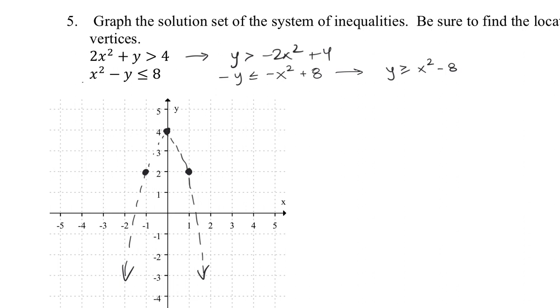And then when we shade, the safest way to decide where to shade is to use a test point. I'm going to use 0, 0. And I'm going to plug it into the original form of the inequality. If x is 0 and y is 0, then we get 0 plus 0. And then we have to decide, is 0 greater than 4? Well, obviously it's not. 0 is not greater than 4.